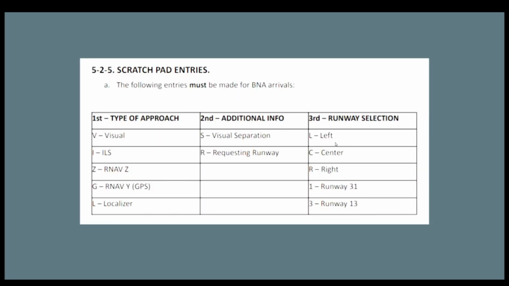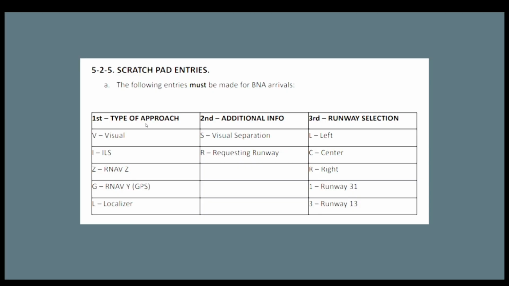Moving on to Nashville really quick. Nashville's got a different sort of method for their scratch pads, but it's still very similar, and it's really what most people I think have been using at Nashville anyway. The way this is laid out, we have 3 different characters that we could use in the scratch pad. The first character is going to be the type of approach. So V for visual, I for ILS, Z, G, or L for those appropriate approaches there.